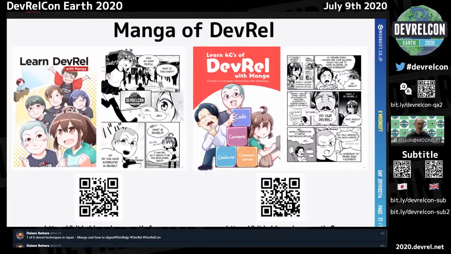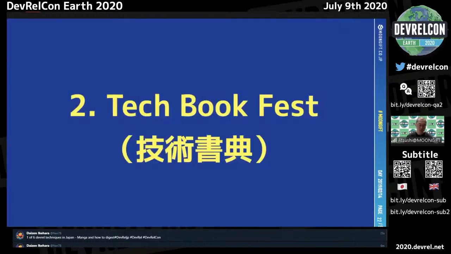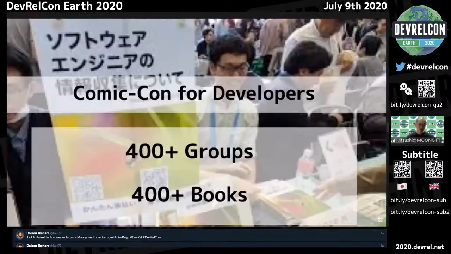Second, Tech Book Fest. We call it 技術書典. Do you know the event Comic-Con? It's a global event where people who like manga and anime gather. Tech Book Fest is Comic-Con for developers. At Tech Book Fest, one or more developers create a group called a circle, write technical books with circle members, and sell them.